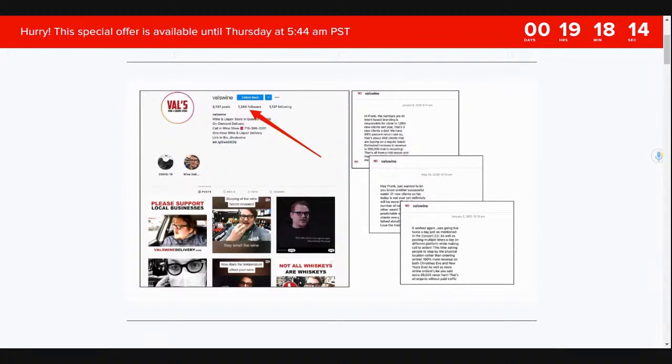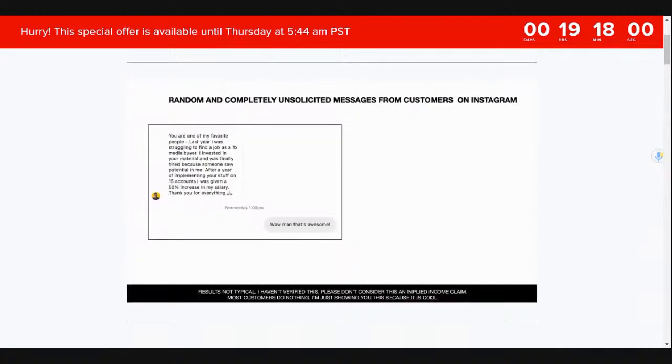And the reason I'm showing you this is because in all of these cases, this isn't a flash in the pan. All these people have been with me for a long time, and the stuff that I'm showing you in this four core stuff has continued to work, and that's why I'm showing it to you. I also get random and completely unsolicited messages from customers on Instagram. This dude, I've never spoken to him in my life. He's like, "Yeah, last year I was struggling to find a job as a Facebook media buyer. I invested in your material and was finally hired because someone saw potential in me. After a year of implementing your stuff on 15 accounts, I was given a 50% increase in my salary."